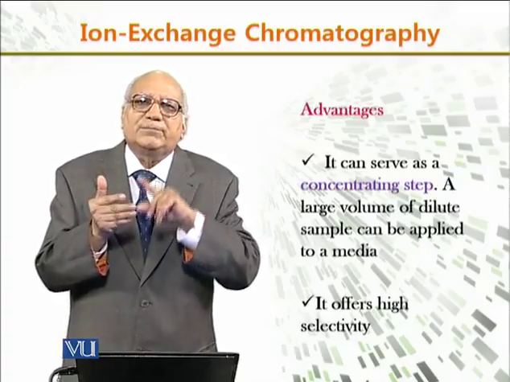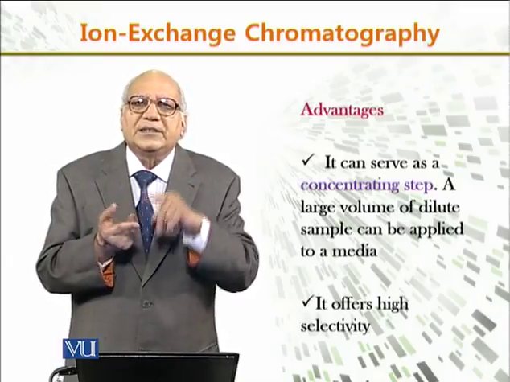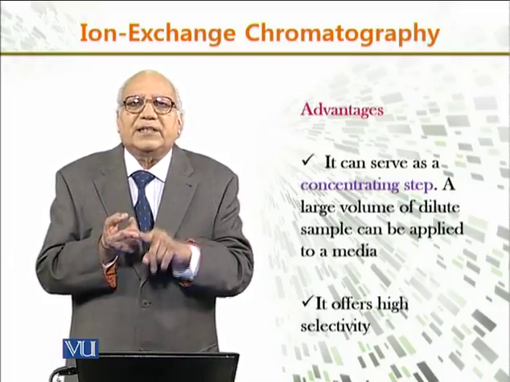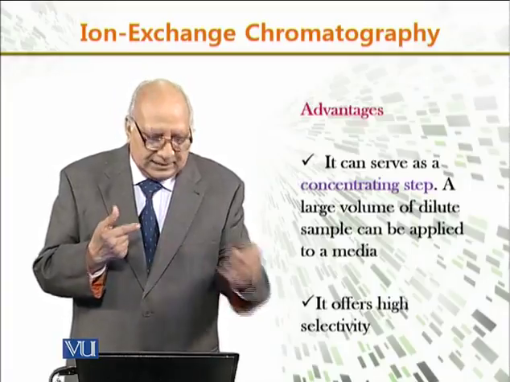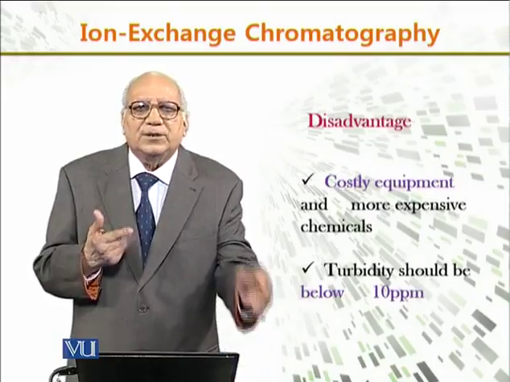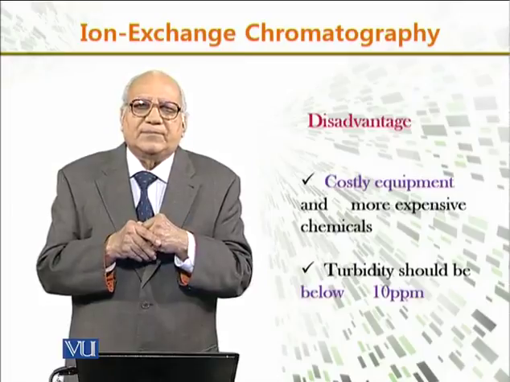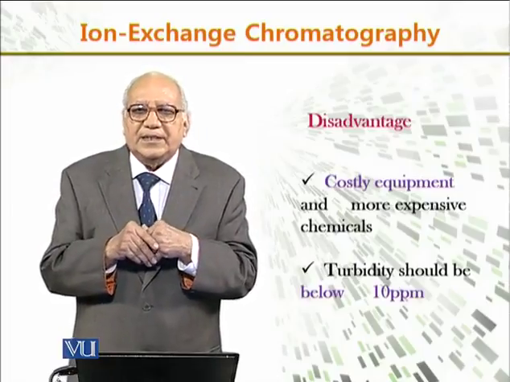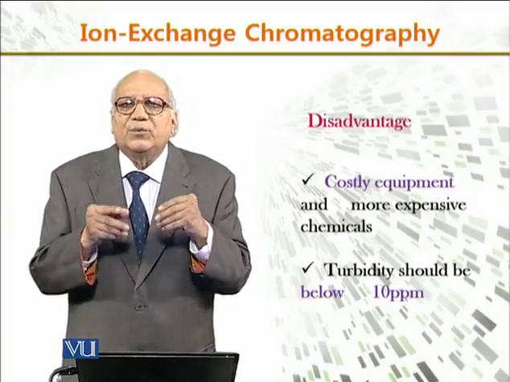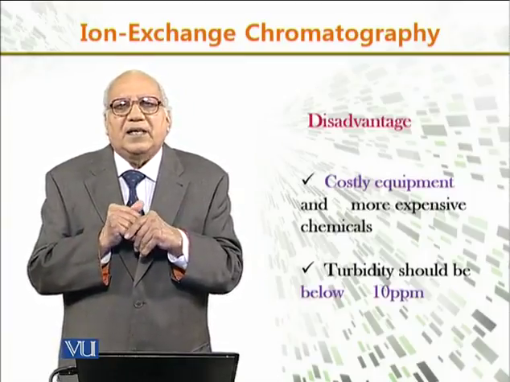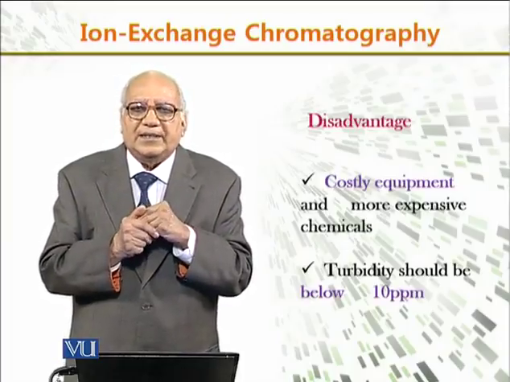That is, if in the mixture there are cationic and anionic materials, it will be highly selective in separating the material which we want. But it also has disadvantages, like there is costly equipment involved, and more expensive chemicals are required for making the resins and the column.